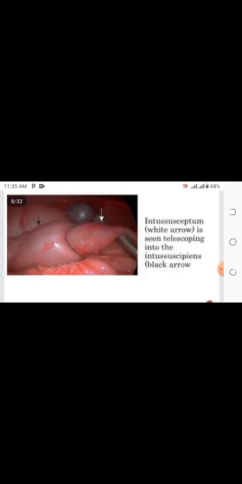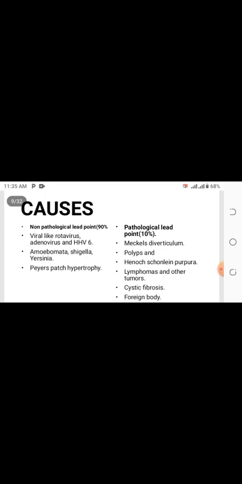And again, this is another diagram showing an intussusceptum telescoping into the intussuscipiens. We shall see that as time goes on. So when we look at the causes of intussusception, we shall split them into non-pathological lead points, which comprise the majority of the cases, then the pathological lead points.